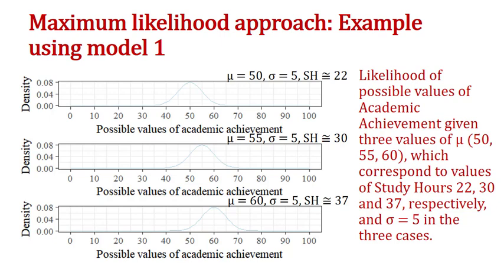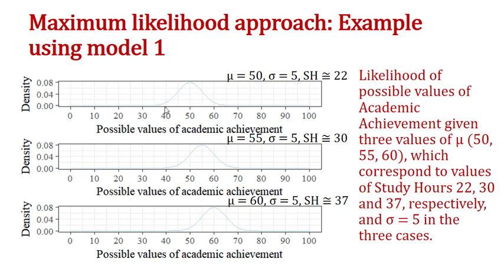So model 1, we've got beta 0 plus beta 1 times study hours, and that would be equal to mu, so our prediction of academic achievement. So I'm showing three graphs. In these three graphs, the mu is different: mu 50 in the top, mu 55 in the middle, mu 60 in the bottom. The sigma is 5 in the three cases.